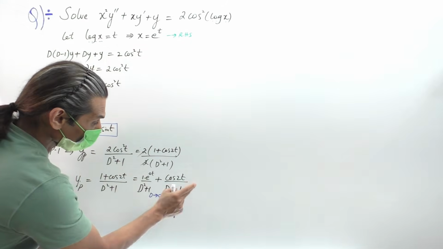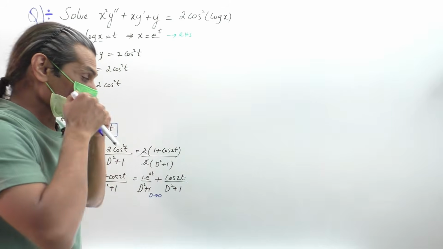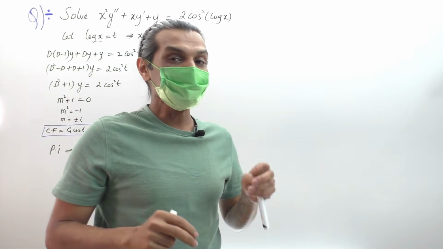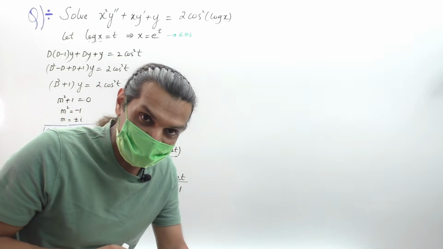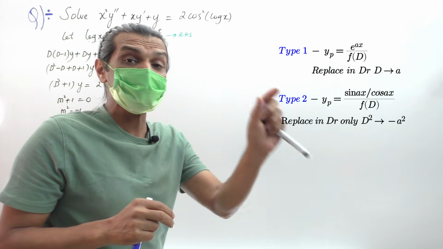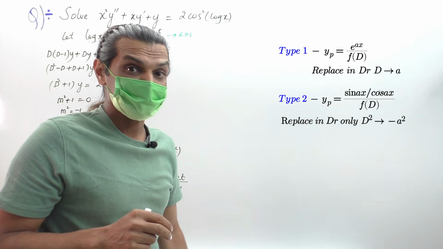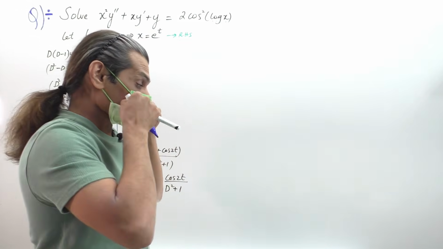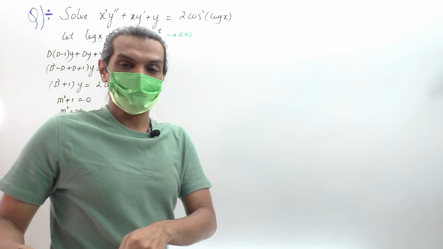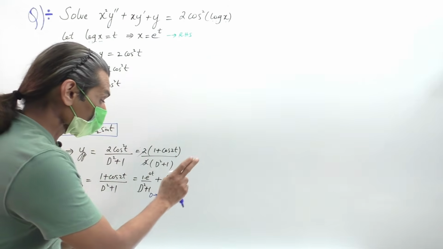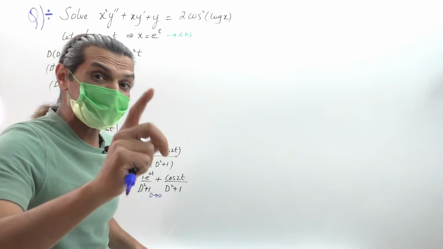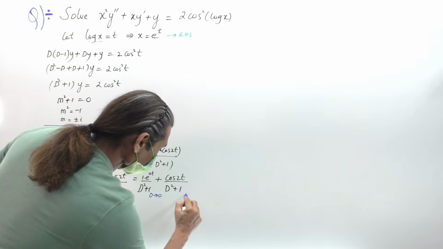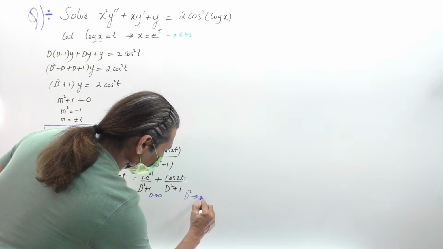Now here, cos 2t upon D square plus 1 is type 2. What is type 2? Sin ax or cos ax upon f of D is type 2. What to do in type 2? In the denominator, replace only D square by minus a square. Don't touch the D's. Be careful. For that I am telling you, please watch the videos. You will become 100% perfect. Type 2: replace only D square by minus a square. Don't touch the D's.